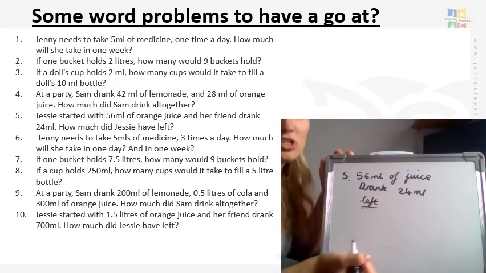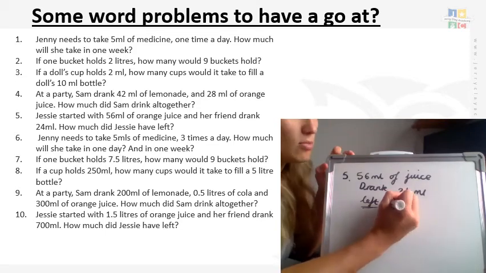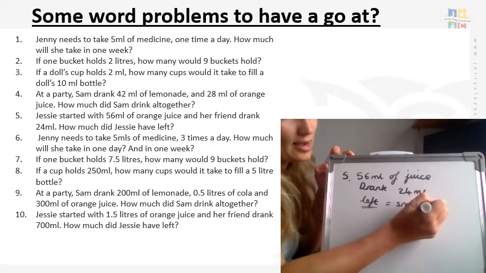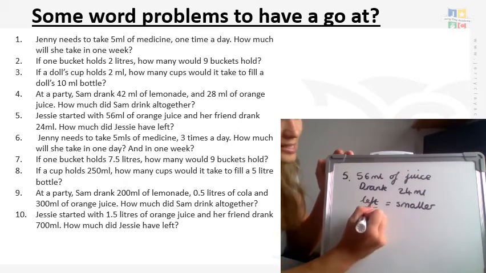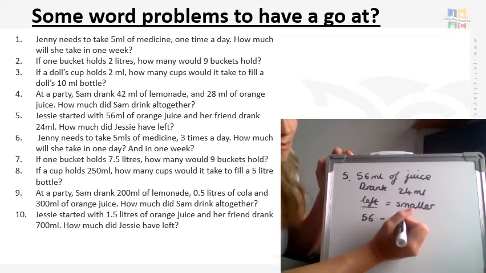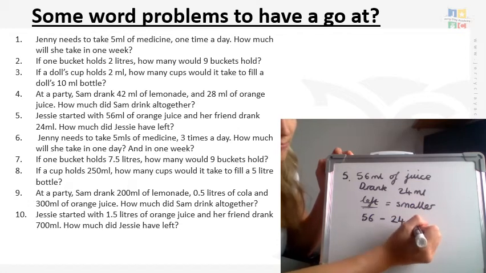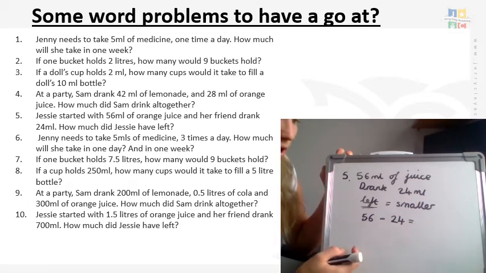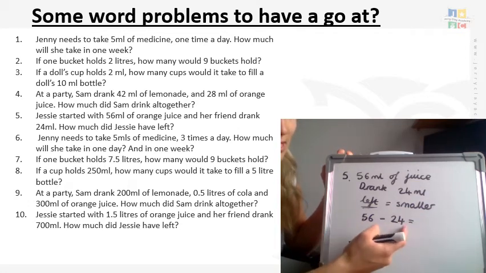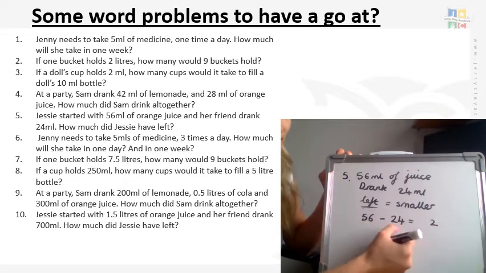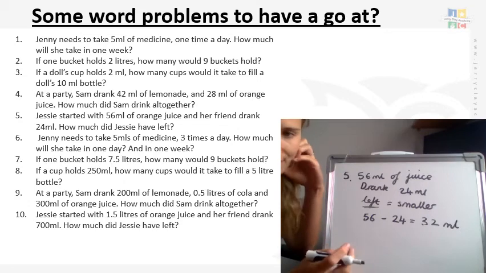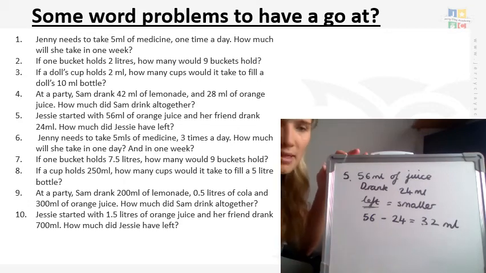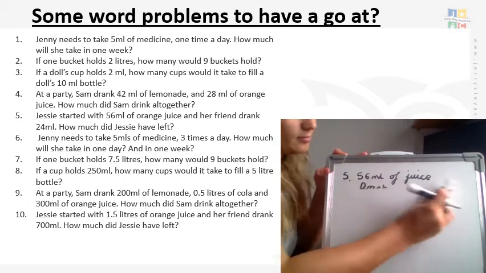Now when it says how much does she have left, we need to find a smaller number. So I know that I'm going to need to take away to find a smaller number, because it says I started with 56 and the friend drank 24. If I do 56 take away 24, all I can do in my ones column, 6 take away 4 is 2, 5 take away 3 is 2. There are 32 millilitres left. You could have also used column method to work that out.